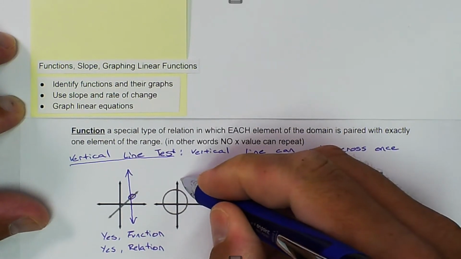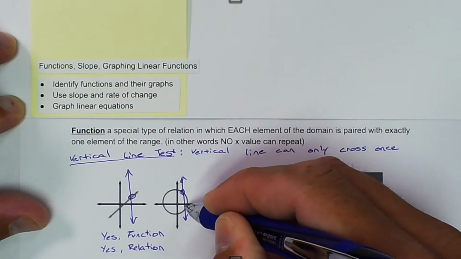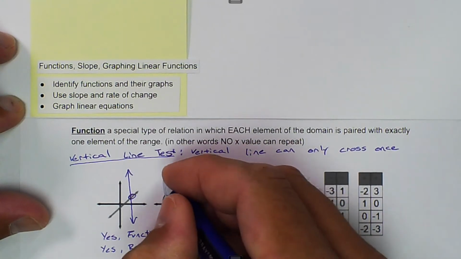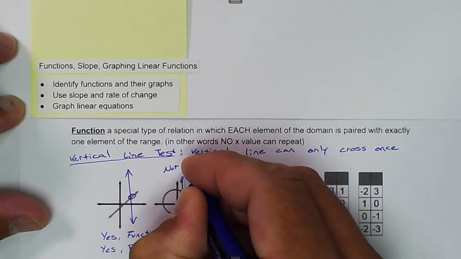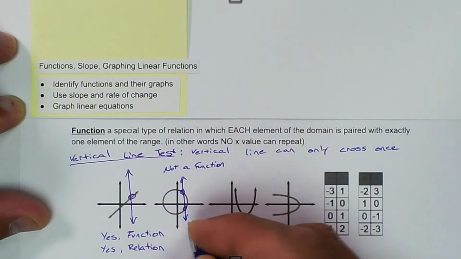If I draw my vertical line here, you can see that it crosses two times. The vertical line crosses two times. So not a function. But yes, a relation.